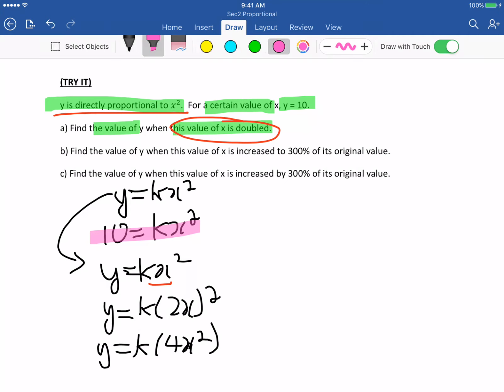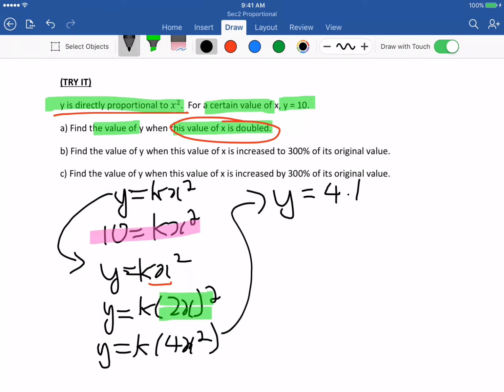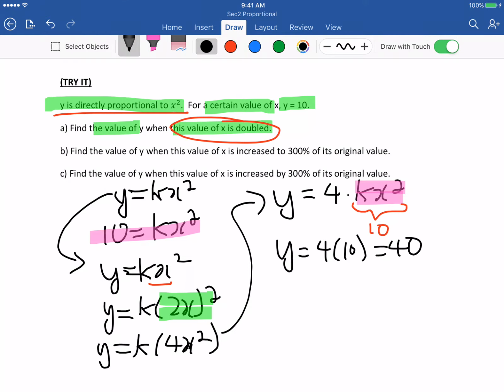Because this square here belongs to every element that's inside the bracket. So for this one, you go and rearrange. So it becomes y equals to 4 times kx squared. What's the value of kx squared? We know the value of kx squared is actually equals to 10. So what you need to do is actually replace this kx squared by 10. So the answer will be y equals to 4 bracket 10, which is equals to 40. That's the answer.